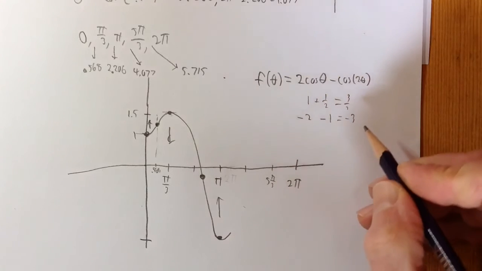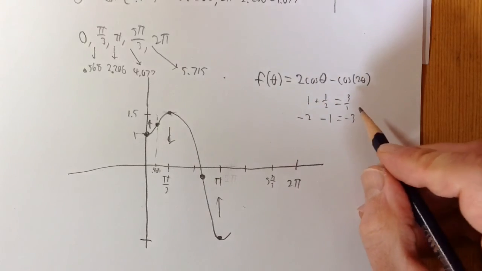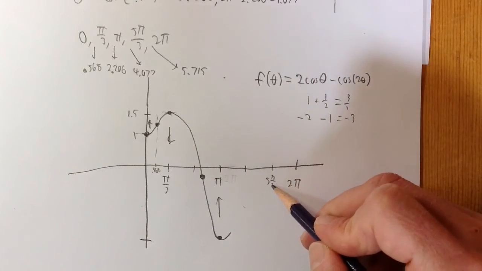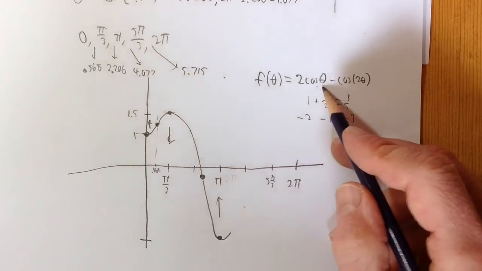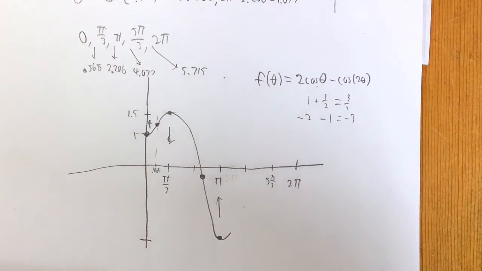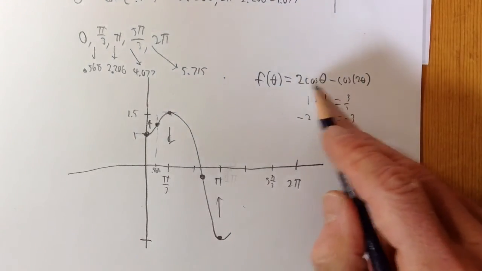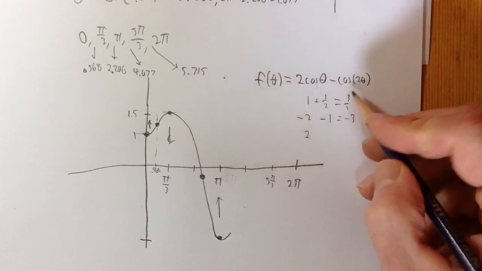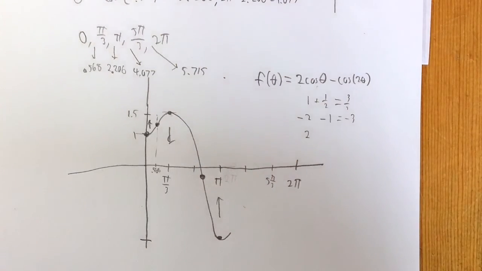Let's see. We need to know now 5 pi over 3. Plug in 5 pi over 3 to cosine theta. So 5 times pi divided by 3 equals that. So cosine is a half. So that would be 2. And 2 times 5 pi over 3, so it would be 10 pi.